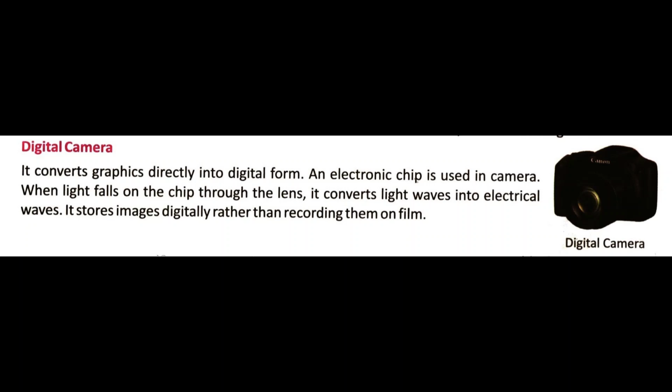Digital camera. It converts graphics directly into digital form. When the light falls on the chip through the lens, it converts light waves into electrical waves. A chip is present in the camera which stores the image digitally rather than recording it on film.